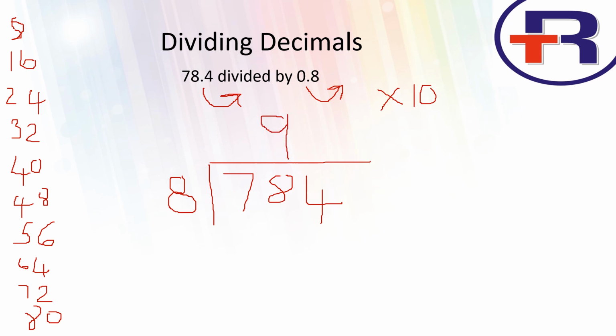We've got a remainder there of 6. 6 is going to go there. 8 into 64. 1, 2, 3, 4, 5, 6, 7, 8. 784 divided by 8 is 98. Okay, or 78.4 divided by 0.8 is 98. You may ask the question, why have we ended up with a bigger number than we did in the original sum? That's because we've divided it by a number that is less than 1.